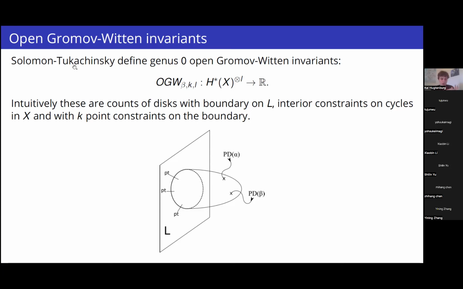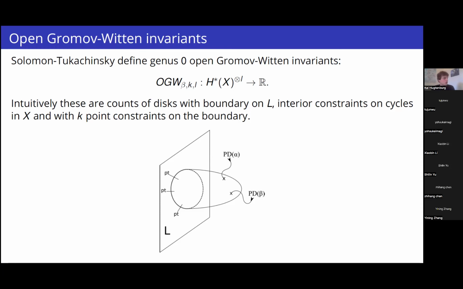And what Solomon and Tukachinsky additionally do is that you can also have boundary constraints on point classes in L. Unfortunately, you would expect more generally any cohomology classes on L, but in that case it's points. So these are similar to Gromov-Witten invariants. These are interesting enumerative invariants of a pair X with a Lagrangian L. And the goal is to obtain these from the Fukaya category, similarly to how people want to obtain closed Gromov-Witten invariants from the Fukaya category.